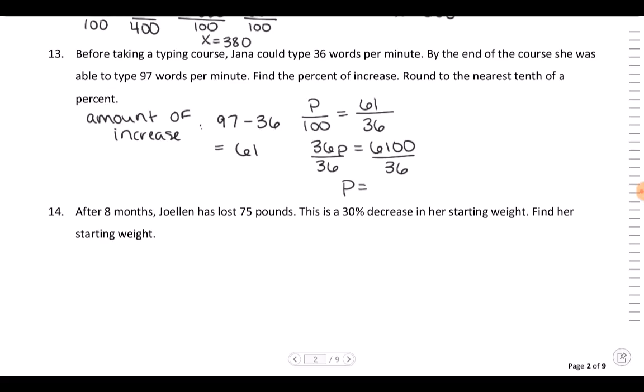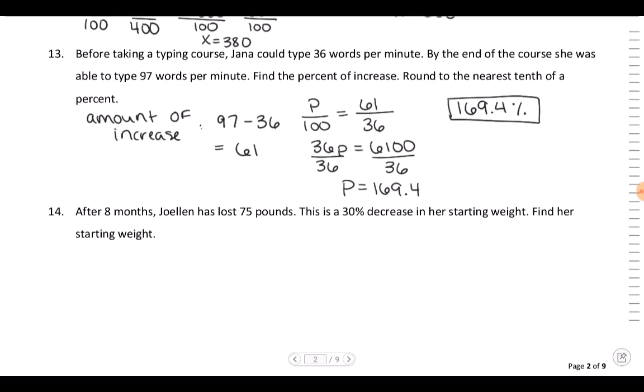6,100 divided by 36 is equal to 169.4444 forever, right? And so if we're rounding to the nearest tenth of a percent, that would be 4, right? So if another 4 came after, that tells me to keep that 4 the same. Now, this is the number that's over 100. So this is my percent, 169.4%. That's what we're looking for.